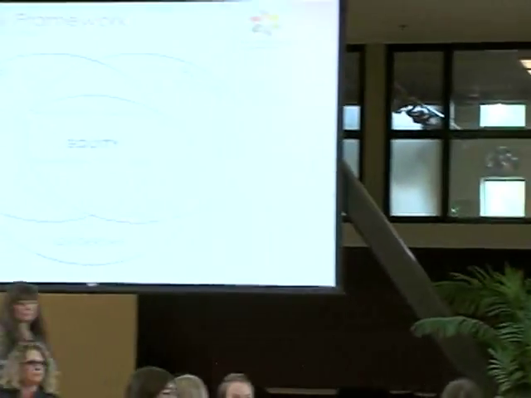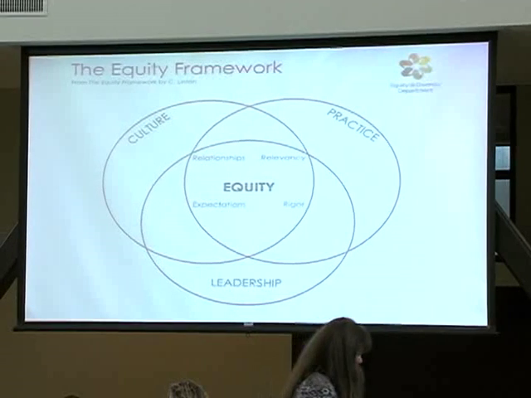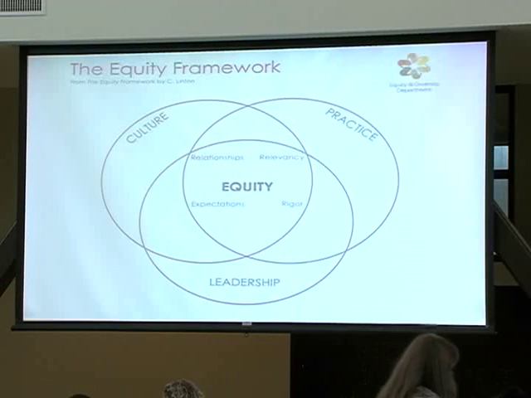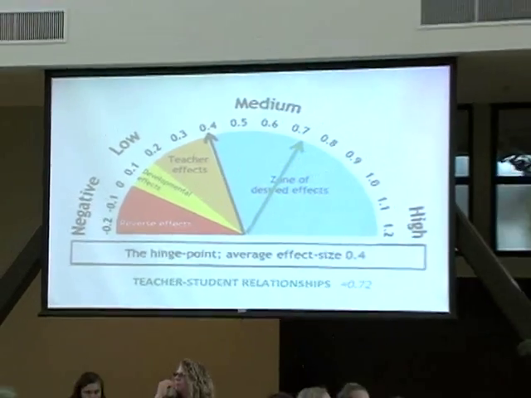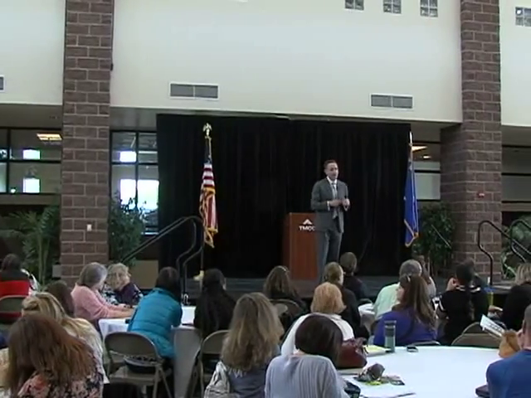What's up on this screen here should look familiar. It's your equity framework. And what we're going to focus on in that center, in the upper left-hand part of the center, is relationships. Remember this from earlier? 0.72 effect size. Okay, so some of you were in the breakout session that we did in here. I revealed some of the highest variables that impact student achievement. We're going to get into that.